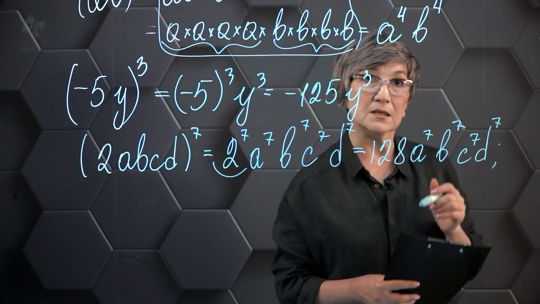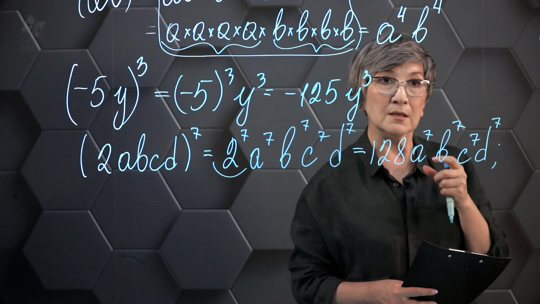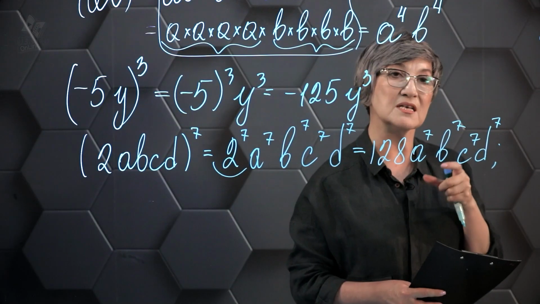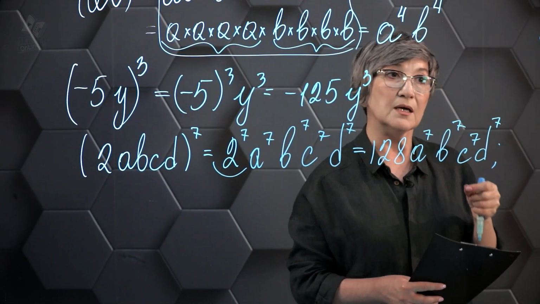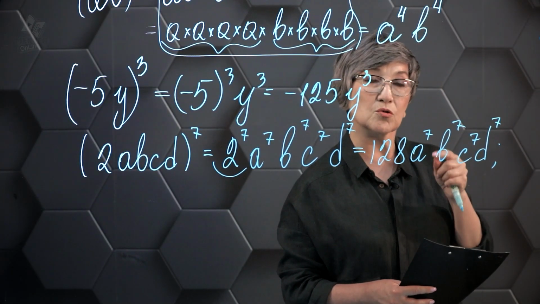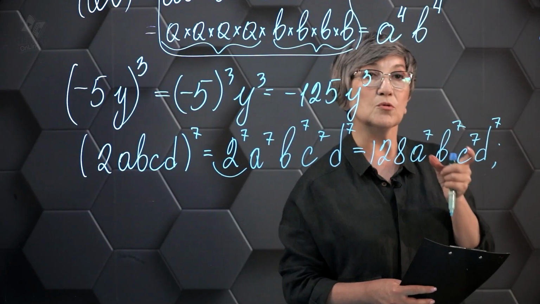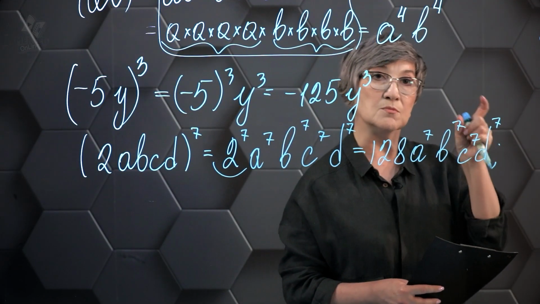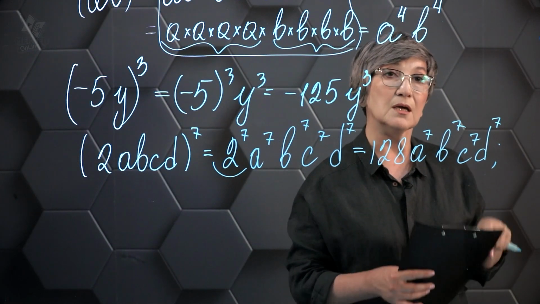Okay? What is the purpose of this property? The point is that sometimes we need to write down one number as a product of 2 other numbers. And then, if some number will be in some degree, when writing this number as a product, we will write each of the multipliers in this degree, and then we can do the transformation.